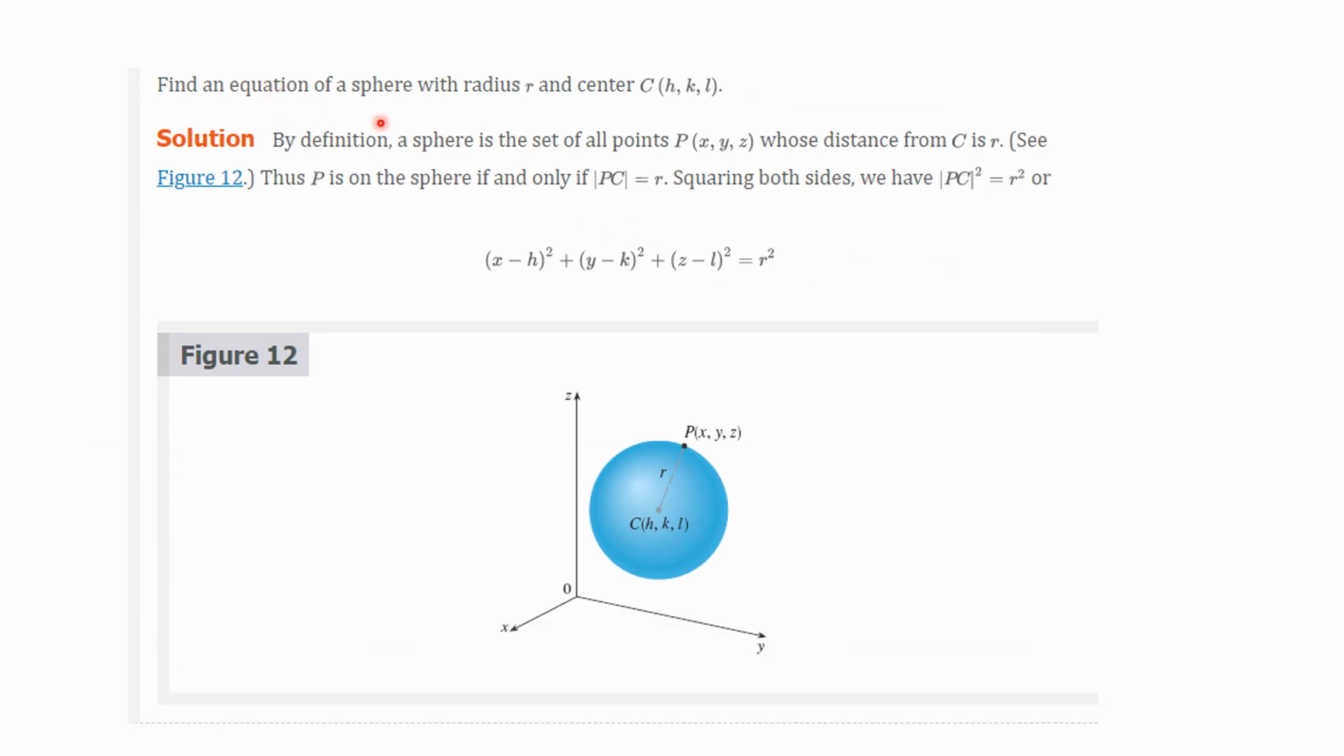We can also talk about finding the equation of a sphere of radius r and center h, k, and l. Now h, k, and l can be positive, negative, or zero numbers, but that's the center, and by definition a sphere is the set of all points in three-dimensional space whose distance from the center is r. And so what we have is that x minus h whole squared plus y minus k whole squared plus z minus l whole squared is equal to r squared. That comes from the distance formula, and again, this is an equation of a sphere.